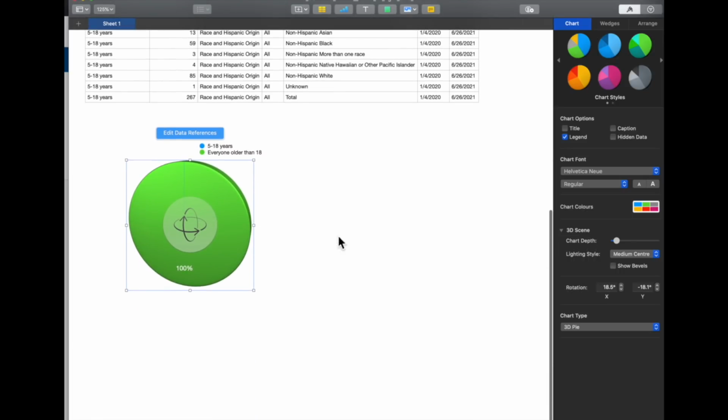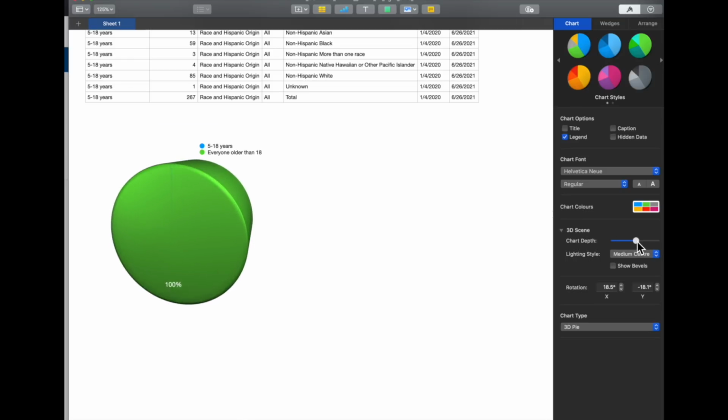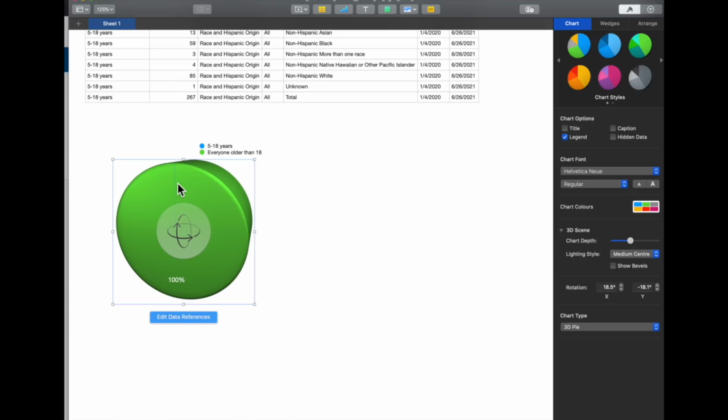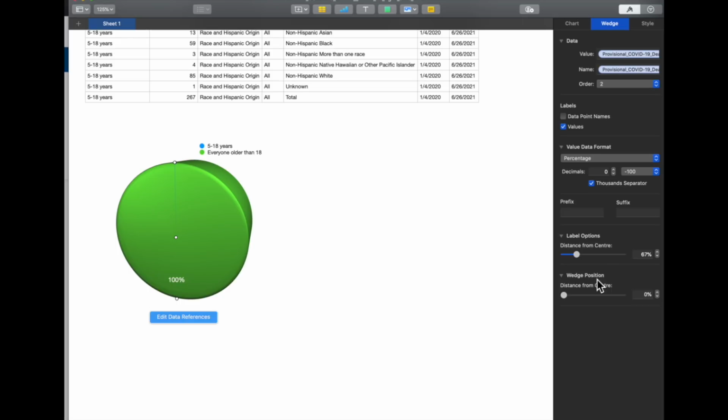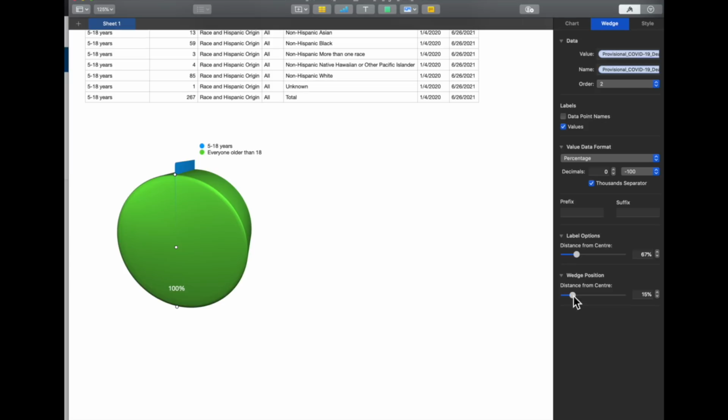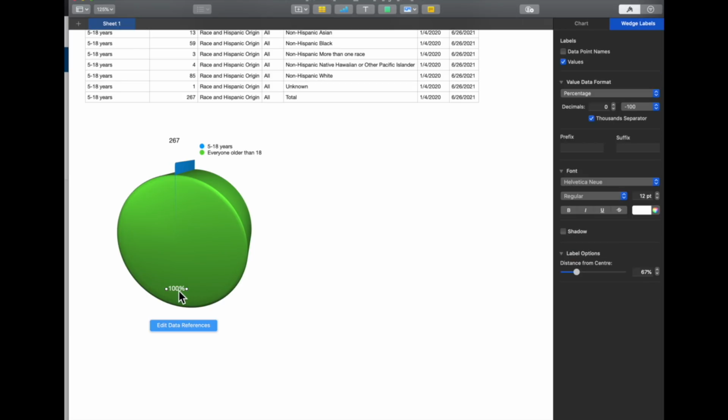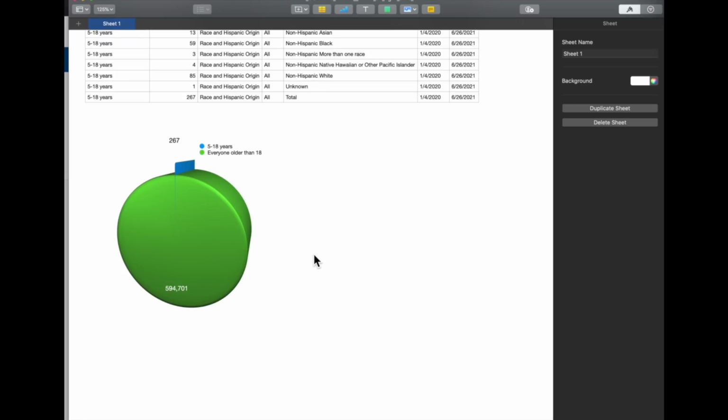And that's it. So the 5 to 18 years old, I'm going to move this chart depth slider on the right. And as I move that, it makes this thing a little bit thicker and easier to see. And then I can select the wedge and separate the two wedges. And then if I click on the blue wedge, I can put the label for that blue wedge up here. And I think we want the values all to be numbers, not percentages. Okay.